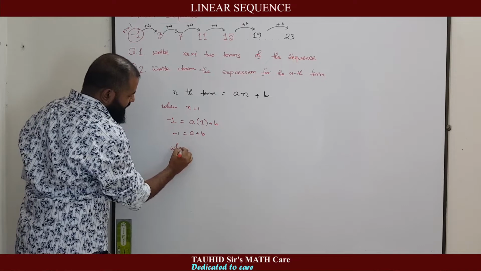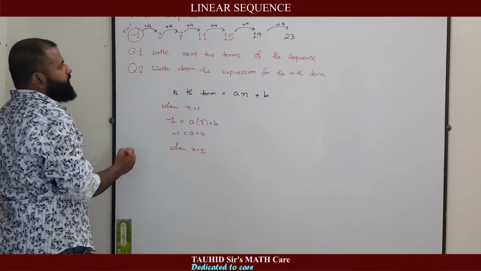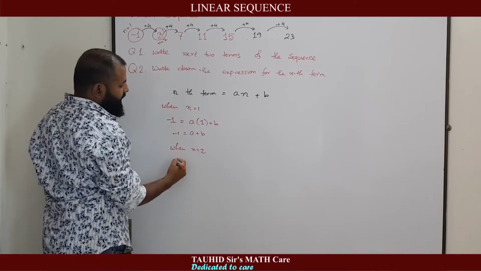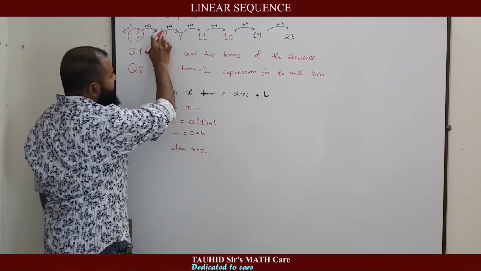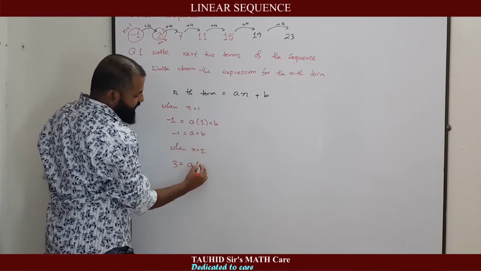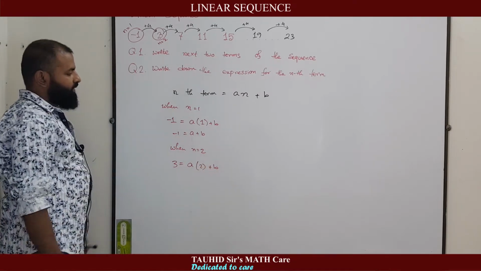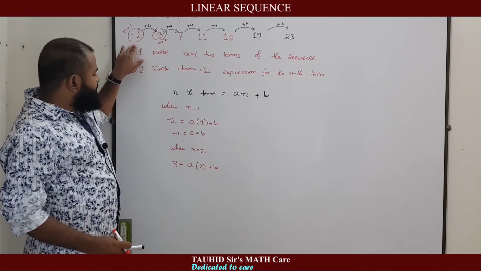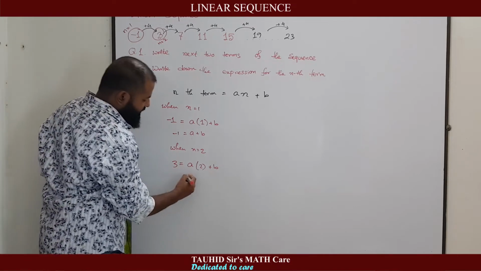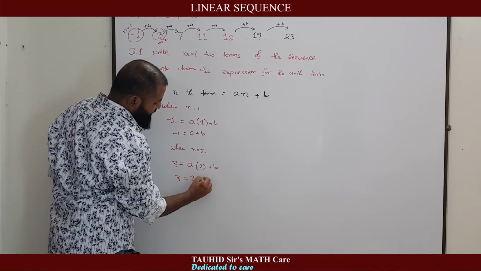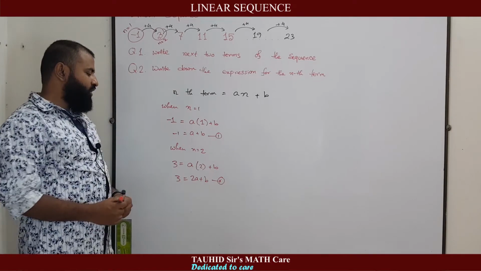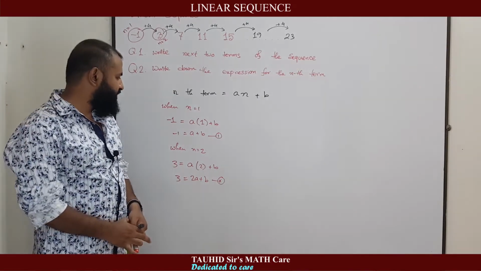And when n equals 2, that means the second term, 3 equals a into 2 plus b. For the first term we use the value -1, for the second term we use the second value 3. That means 3 equals 2a plus b. Equation 1, equation 2. If we solve these two equations, we will get the values of a and b.